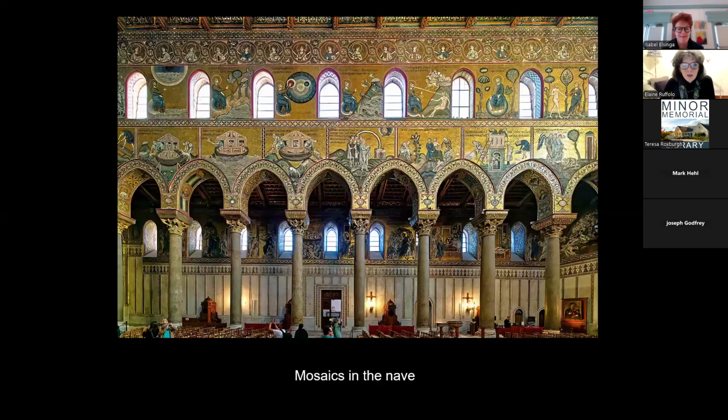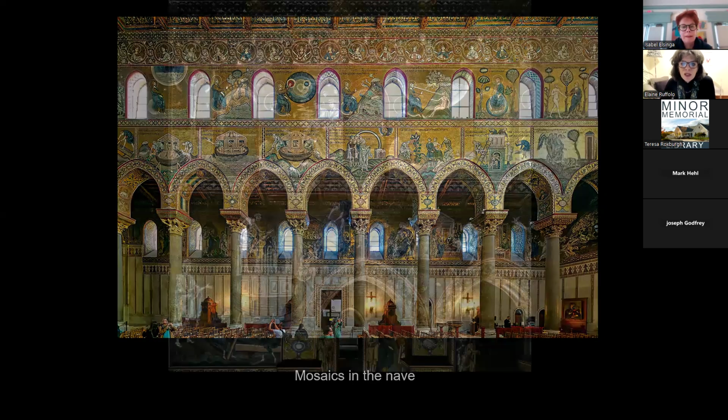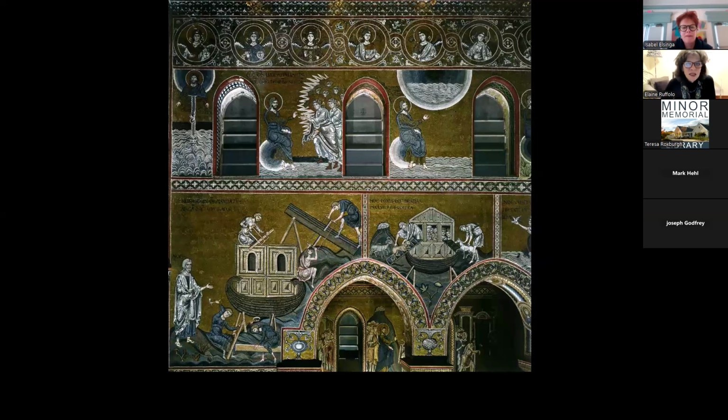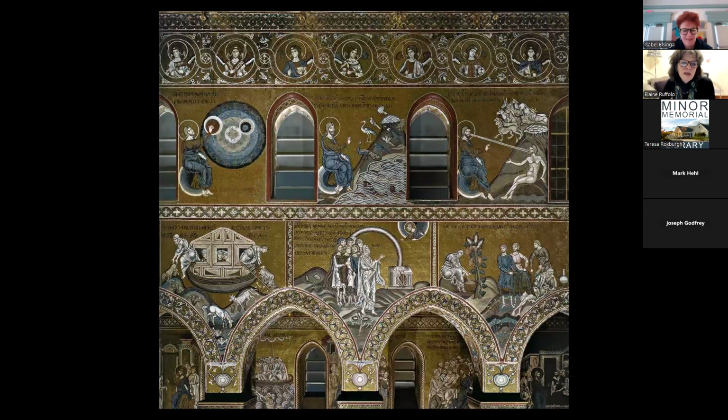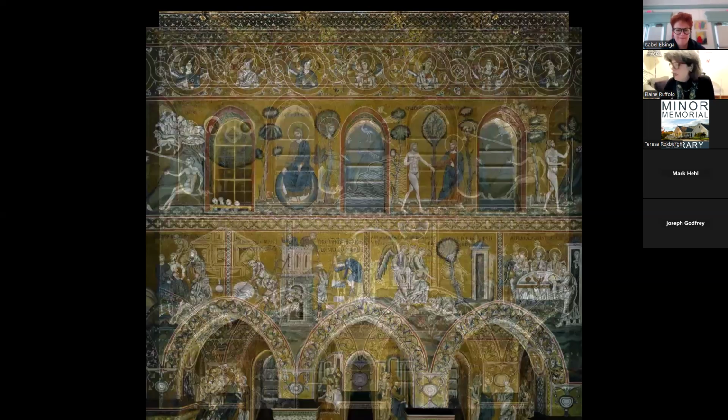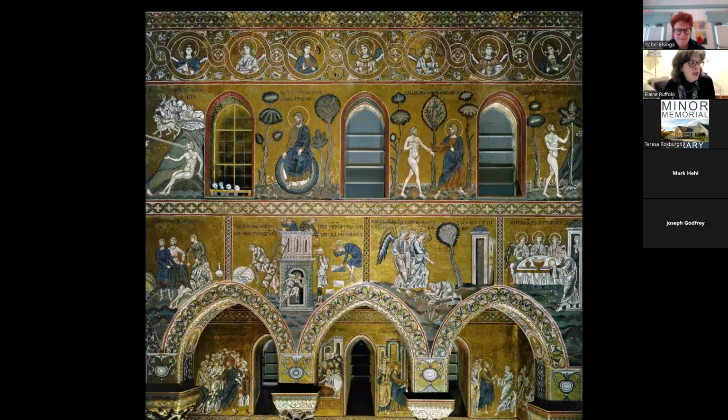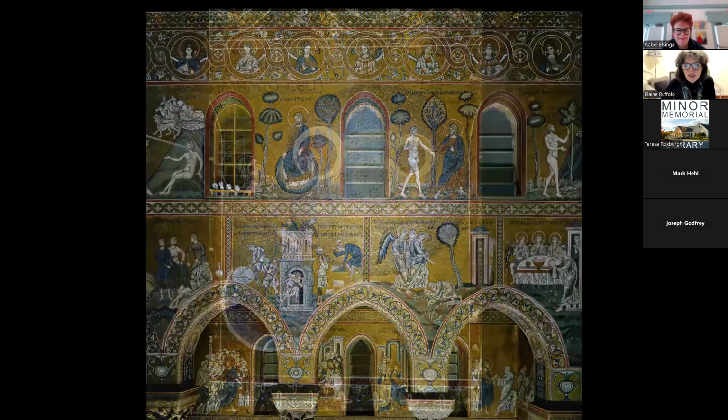Now here is one side of the nave, which is again completely encrusted in these beautiful, beautiful mosaics, showing us stories of the Old Testament, creation of the world, creation of the firmament. You can see the sun and the moon on the left-hand side, the fishes and fowl, and the creation of Adam. It could be considered the poor man's Bible, making you understand what happens during this period.